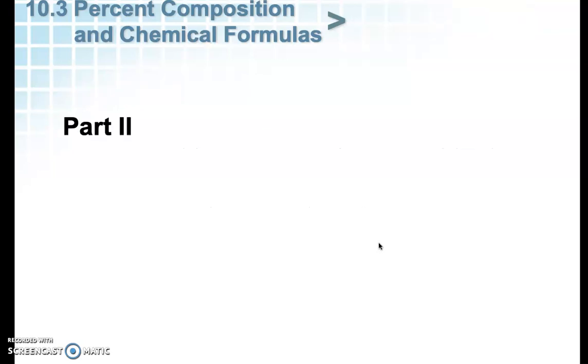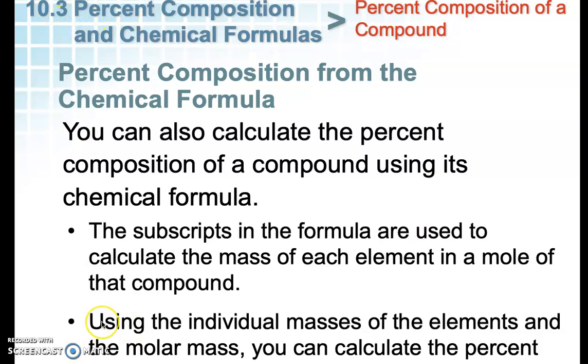Now, part two deals with the moles. So let's look through this really quick here. Percent composition from the chemical formula. You can also calculate the percent composition of a compound using its chemical formula. Without any given masses, as long as you have the correct formula or the name of the compound, and then you take the name and you write the formula. As long as you have the correct written formula, the subscripts in the formula are used to calculate the mass of each element in a mole of that compound. Using the individual masses of the elements and the molar masses, you can calculate the percent by mass of each element. I think the next line is cut off.